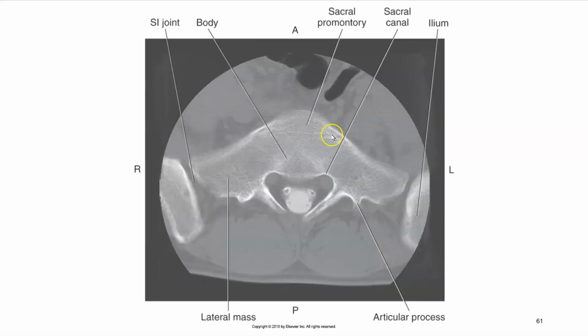And we're going to go down here. So when you see this joint space, your SIs, then you're pretty sure in saying that this is your sacrum. So here's your sacral prominence, here's the body. Here's your ilium, and this is your SI left, and your right SI. Here's your lateral mass and your articular process.